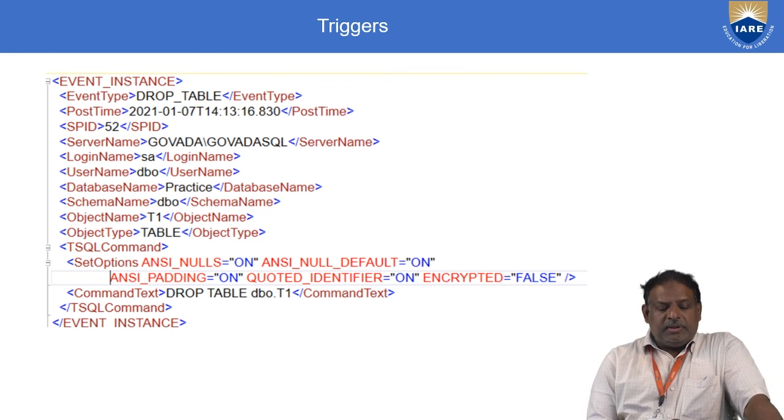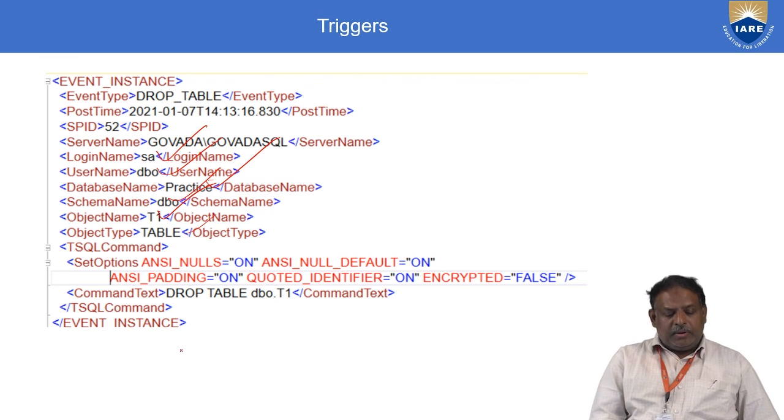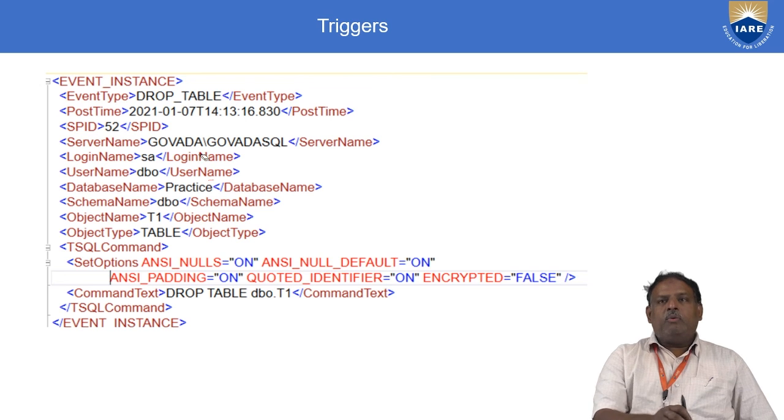For example, the first thing is drop table. You dropped the table called T1, using the login name SA, DBO is the schema name, practice is the database name, DBO is the schema name, table name is T1. What did you drop? Table. Okay, and what is the command? Drop table. By this, you can audit your entire database to find out what happened on it.